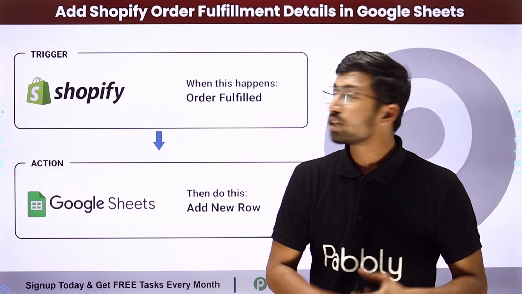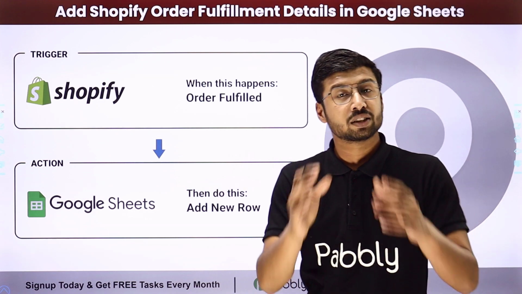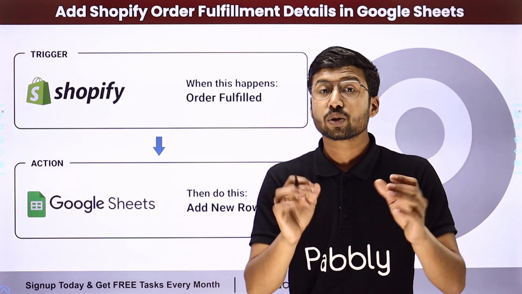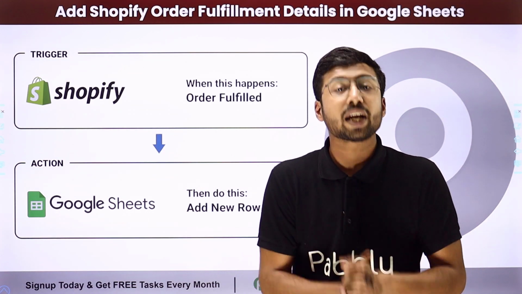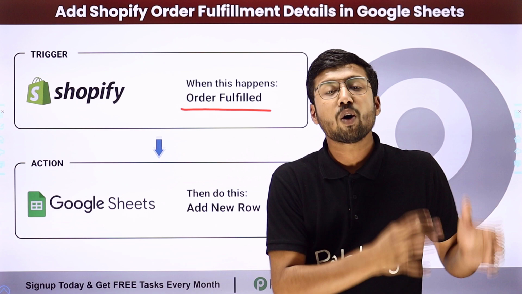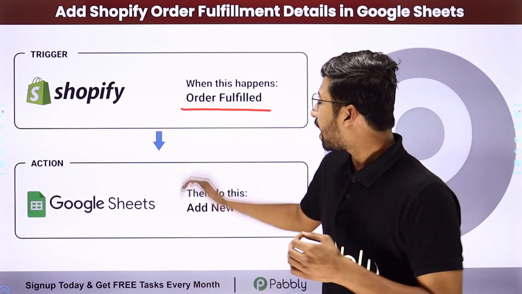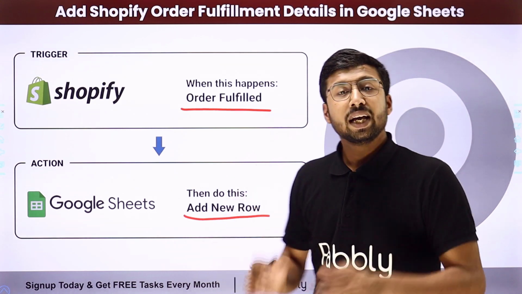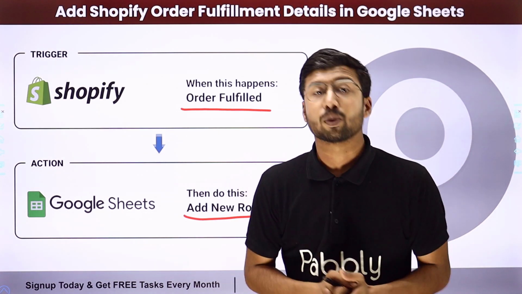So in this video, we are going to learn how to add Shopify order fulfillment details in Google Sheets. Now, if you are running a Shopify store, this automation is a savior. In this automation, whenever you mark an order in Shopify as fulfilled, all the details of that order, like the customer details, product and price details, will automatically be added as a new row in Google Sheets. In this way, you can automate the process of managing all the fulfilled orders from your Shopify store.